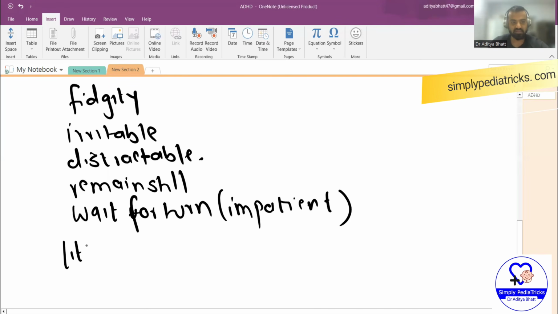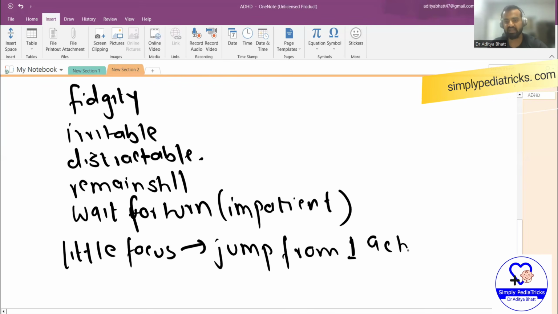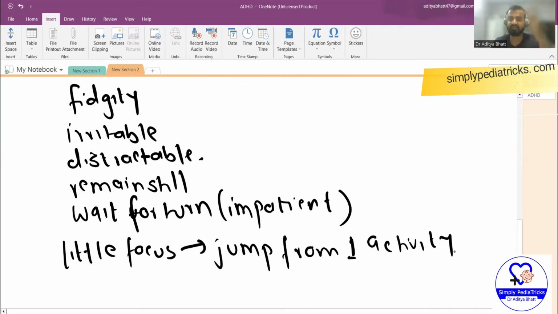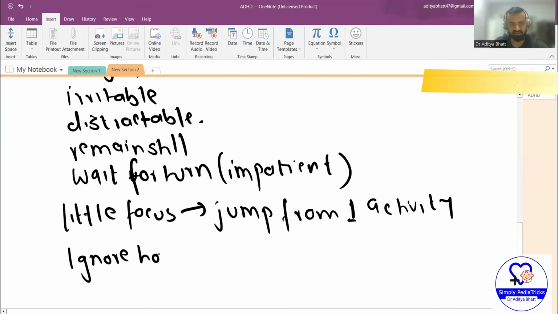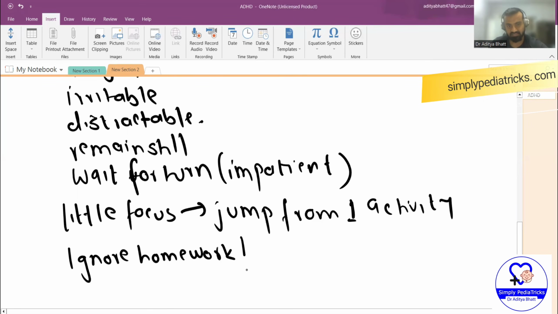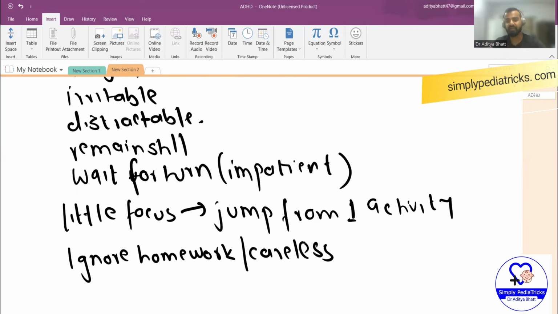Having little focus means that they jump from one activity to another. The child is doing Hindi homework, and then they jump to English homework, and then they go out to play, and after 10 minutes they are doing something else. So they cannot sustain doing one activity. They have abnormally low focus, they jump from one activity to another, they ignore homework, and they make careless mistakes. Now, when I am putting up so many clinical features of a patient with ADHD, I am the one who suffered from 90% of these abnormalities.